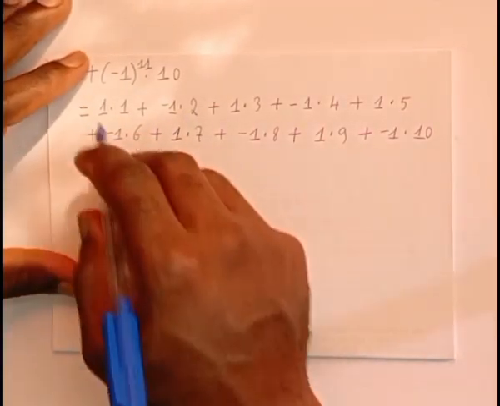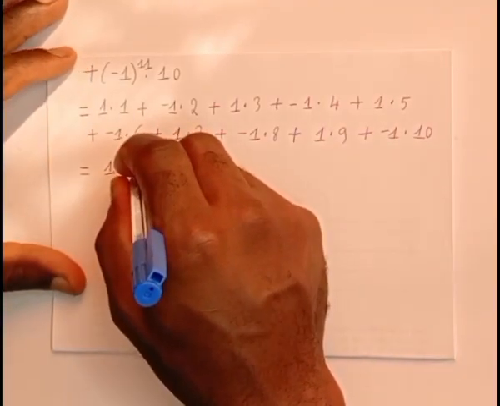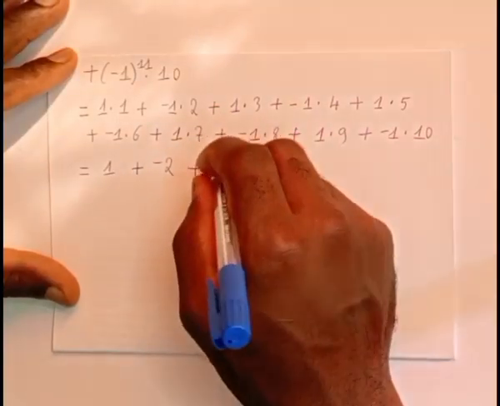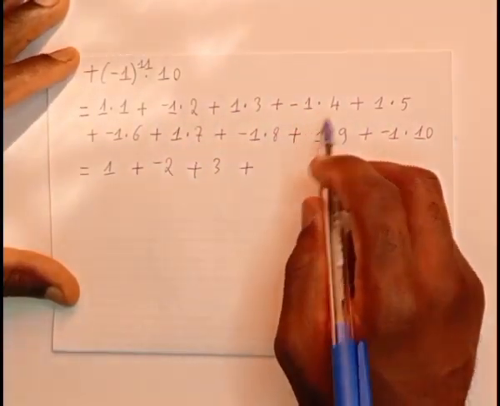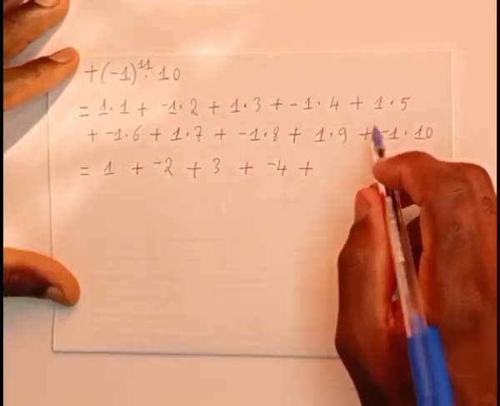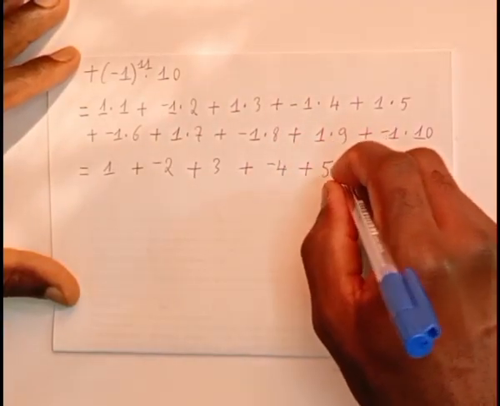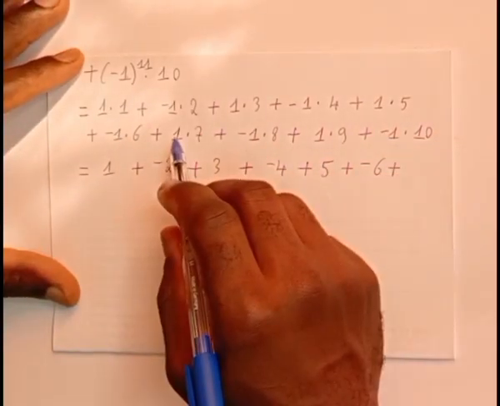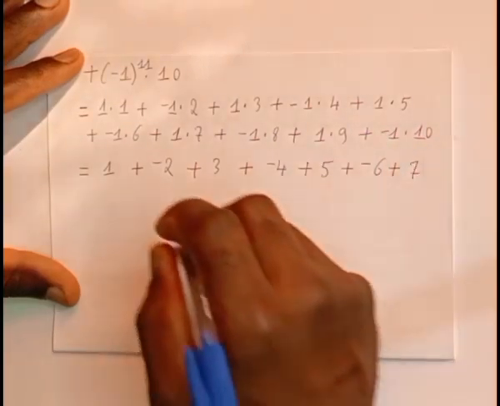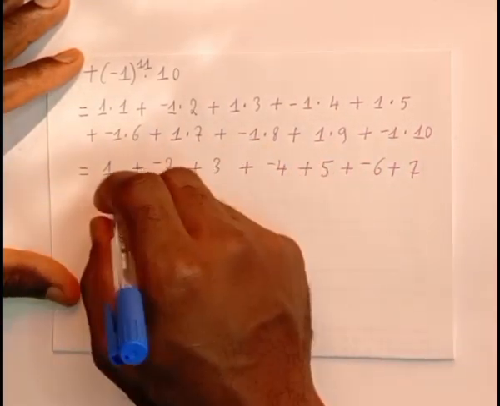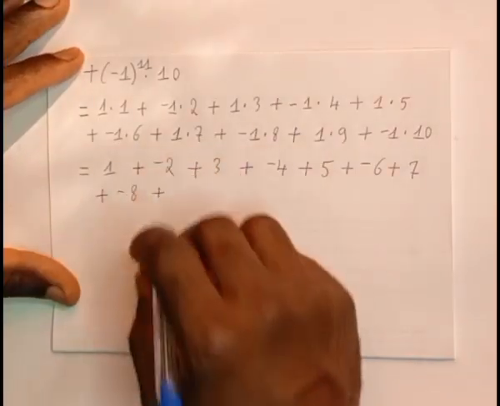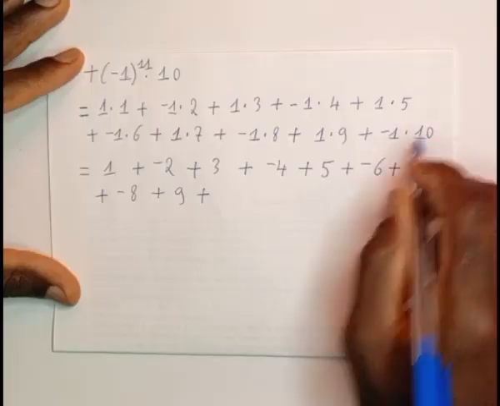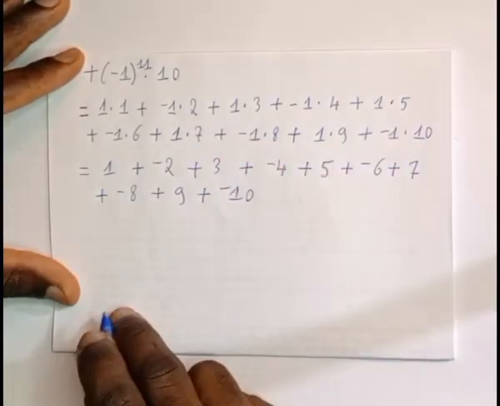This will simply be equal to 1 times 1 gives us 1 plus negative 1 times 2, negative 2 plus 1 times 3, 3 plus negative 1 times 4, negative 4 plus 1 times 5, 5 plus negative 1 times 6, negative 6 plus 1 times 7 gives 7 plus negative 1 times 8, negative 8 plus 1 times 9 gives 9 plus negative 1 times 10 gives negative 10.